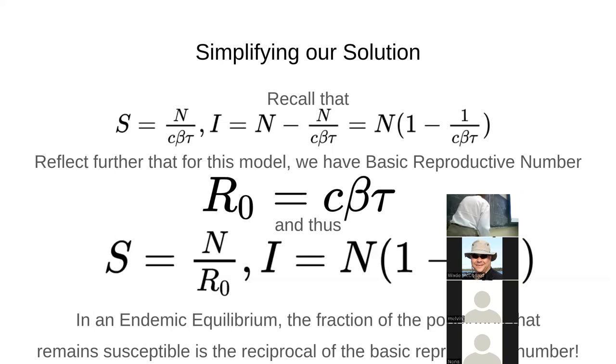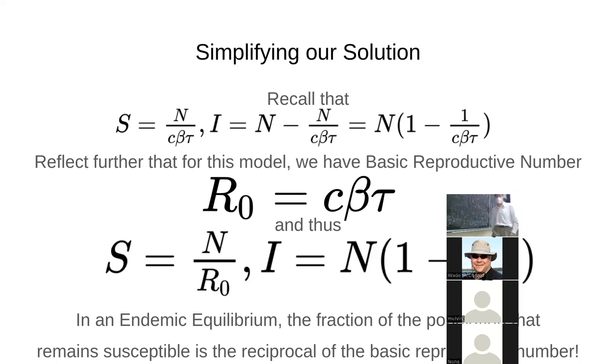In other words, S equals I equals N over two is an equilibrium if and only if R naught, or C beta tau, equals two. Only in that case will it be in balance. Generally, half of people being susceptible is too many to allow it to not spread. Does that make sense, Harriet? Yeah. Okay, other questions? These are great questions.